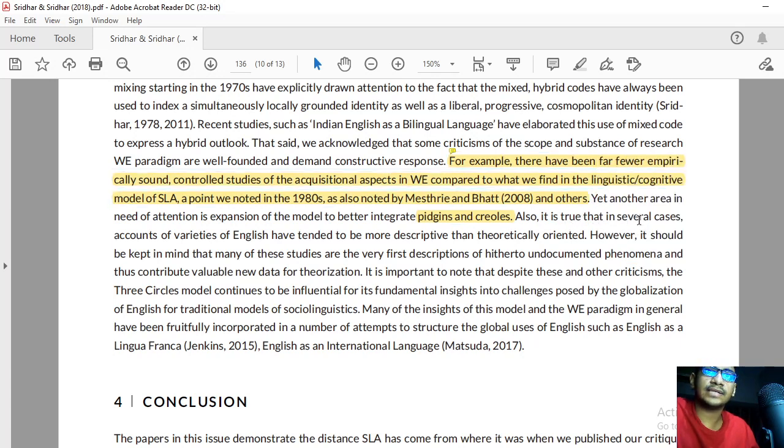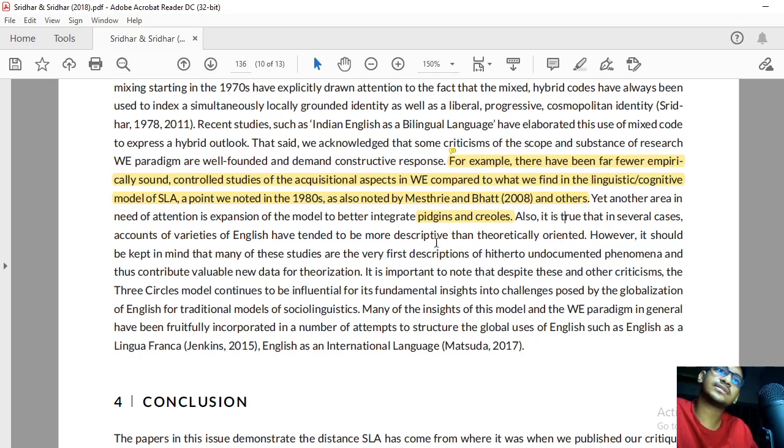Also, it is true that in several cases, accounts of varieties of English have tended to be more descriptive than theoretically oriented. So theoretical frameworks have not been used in much of the research studies. So that is another limitation that Sridhar and Sridhar note.